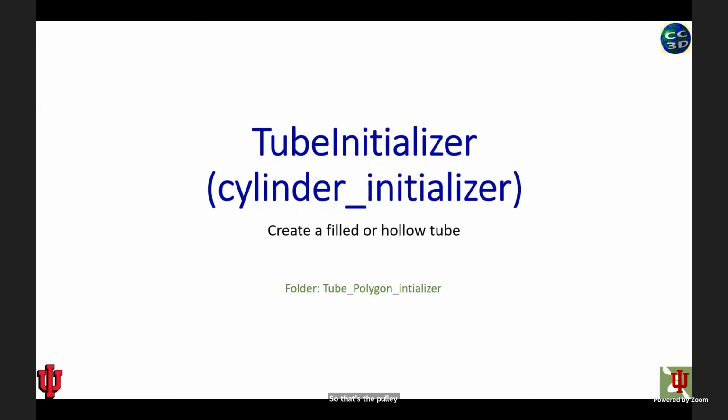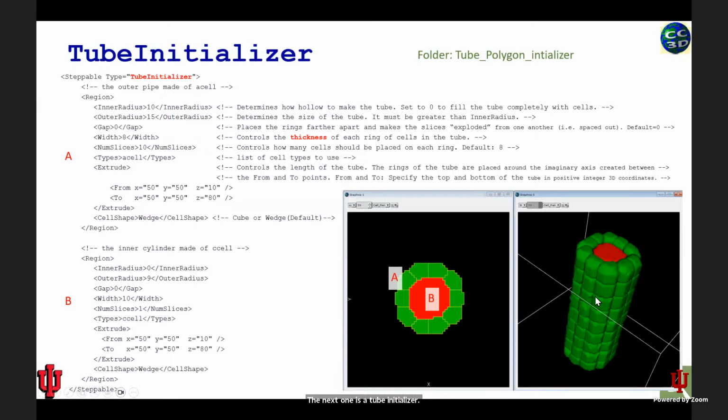The next one is a TubeInitializer. And the TubeInitializer just extrudes a tube. In the TubeInitializer, you give it an inner radius. You give it an outer radius. Give it a gap, which is the distance between cells in the stack. You give it a width, which is the thickness; the gap is different, the gap is between individual cells. The width is the height of each stack. So each one of these layers is 8 pixels tall.